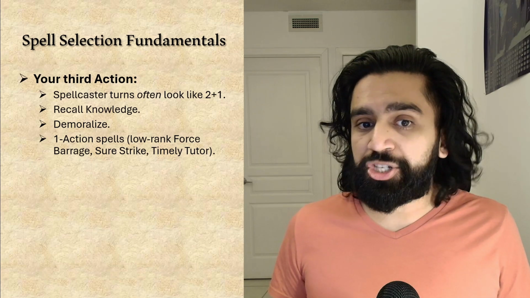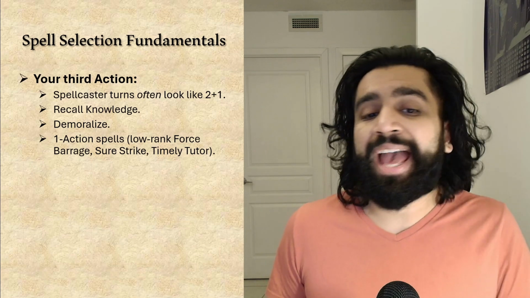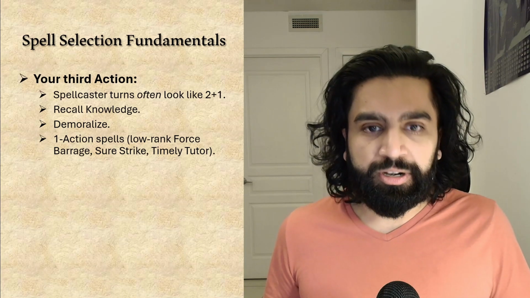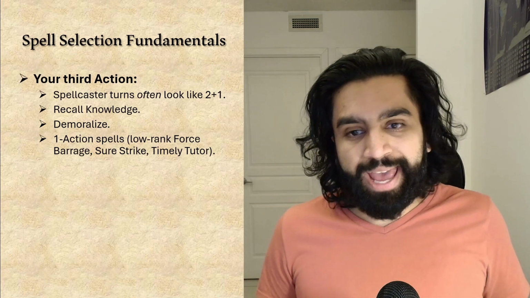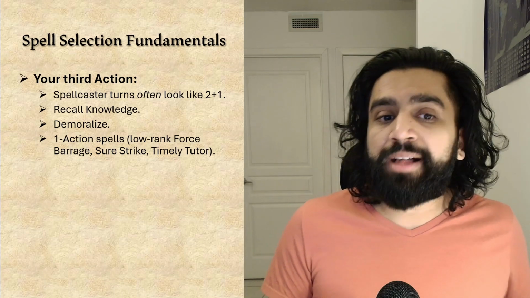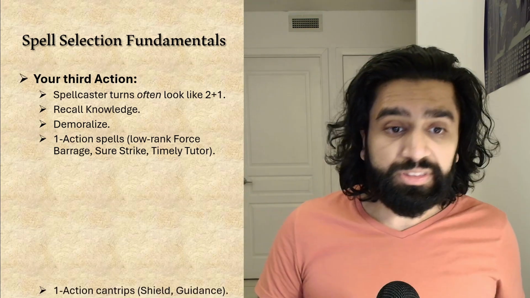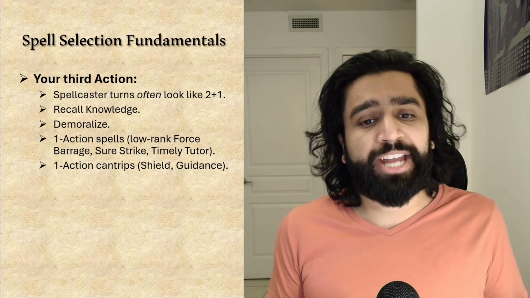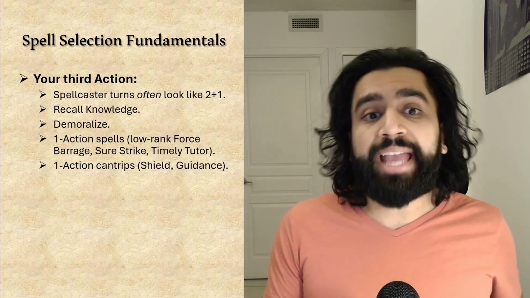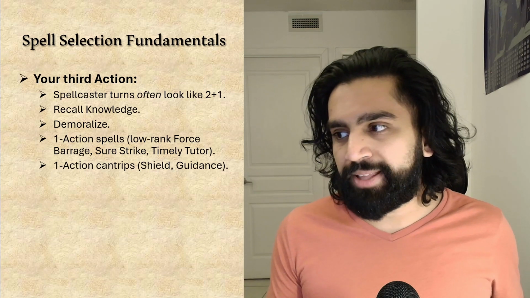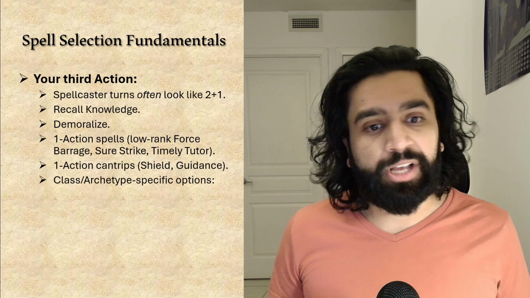A Force Barrage can give you some nice ping damage. A Sure Strike can improve your upcoming attack roll. A Timely Tutor might be able to give you more Recall Knowledge than you would have gotten with your own action. And then these 1 action spells now combo into your remaining 2 actions in some meaningful way. The next thing to consider is 1 action cantrips. A shield or a glass shield can defend you, and a guidance can buff either your attack roll or a friend's attack roll pretty cheaply. The next thing is class and archetype specific options.